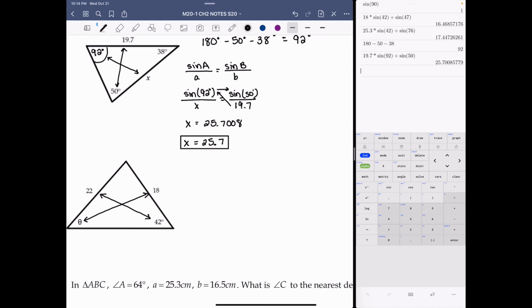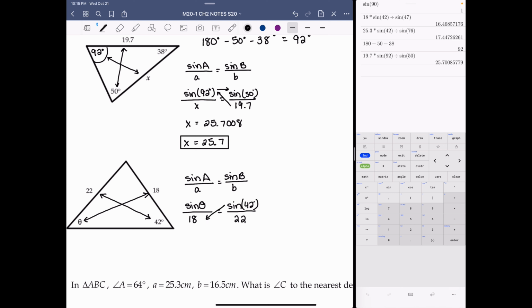Again, you can have the sides on top in the sine law or on bottom, doesn't matter. Write out your sine law. Sine A over little a equals sine B over little b. Plug in your values. We're trying to find theta, so sine theta over the side across from theta is 18 equals, our other angle is 42, sine 42 degrees over the side across from that is 22. Again, cross multiply and divide.